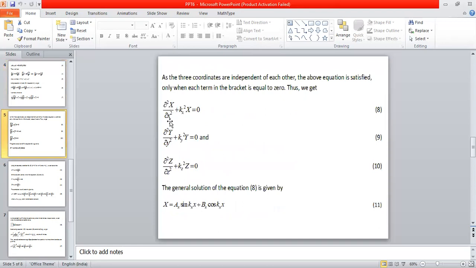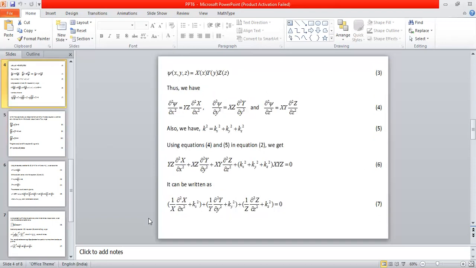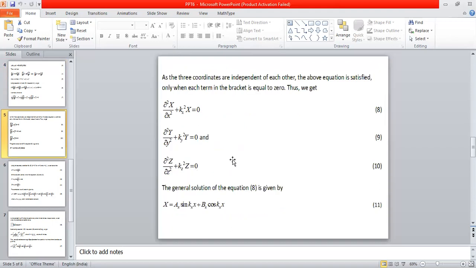∂²X/∂x² + kx² X is equal to 0. ∂²Y/∂y² + ky² Y is equal to 0. And ∂²Z/∂z² + kz² Z is equal to 0. So we are able to divide this equation 7, which consists of three different terms, into three different equations: equation 8, equation 9, and equation 10.